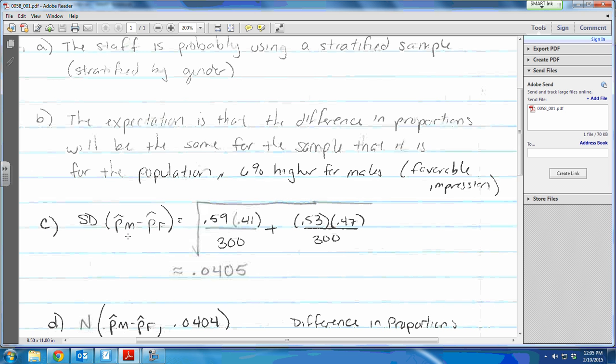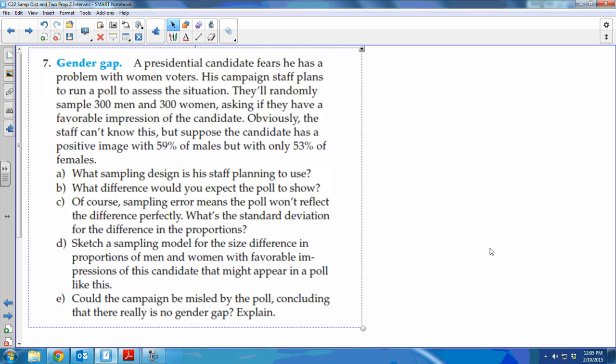You guys can do some arithmetic. It's not a big deal, right? Okay. On D, sketch a sampling model for the size difference in the proportions of men and women with favorable impressions of this candidate that might appear in a poll like this. So if we're going to sketch the sampling model, what am I going to draw? A normal model, right? I have the standard deviation from part C, and technically in part B, we talked about the mean, right? Okay. So I'm just going to draw it out.